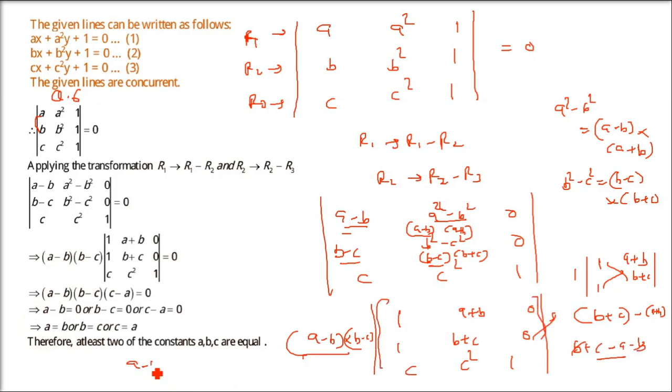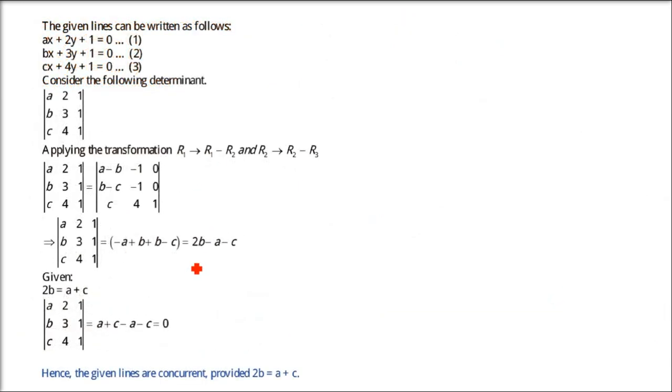So now you can write it as a minus b, b minus c and c minus a equals 0. That simply means either a equals b, or b equals c, or c equals a. So at least 2 of the constants a, b, c are equal. There are 3 conditions, and at least 2 of them will be equal, right? This is how we prove it. This is question number 7.